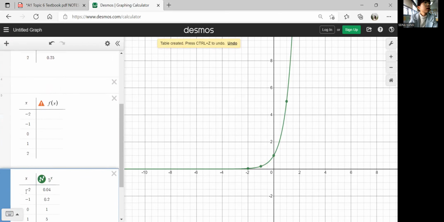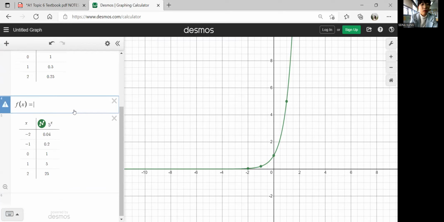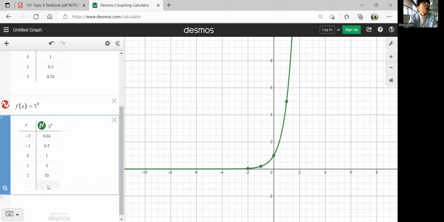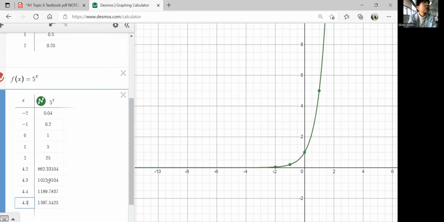Okay, so this is the table of f of x is equal to 5 to the power of x. Instead of using a graphing calculator, since you guys don't have it, this is the function table, okay? These are x values and these are y values, 5 to the power of x. You're gonna plug in 4.2. So these are just estimates. 4.3 and 4.4 and 4.5, and see which one is the closest to 1000.